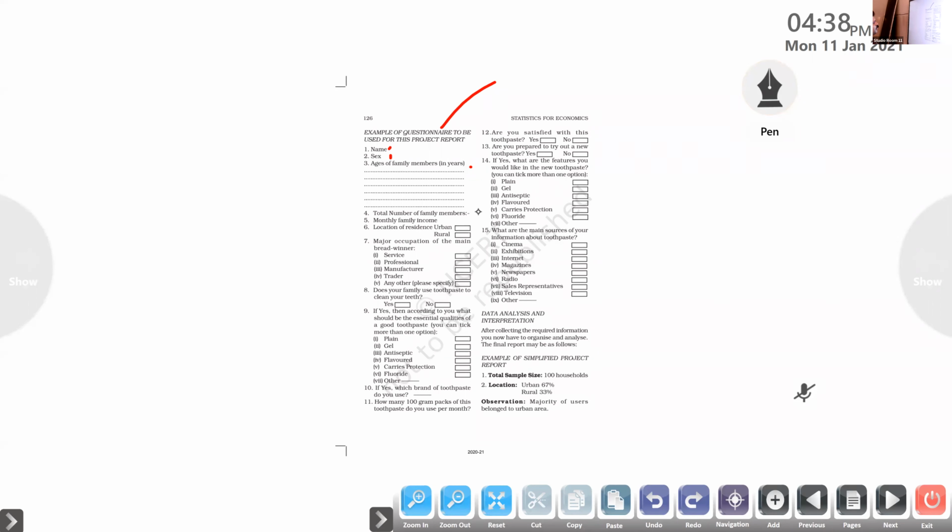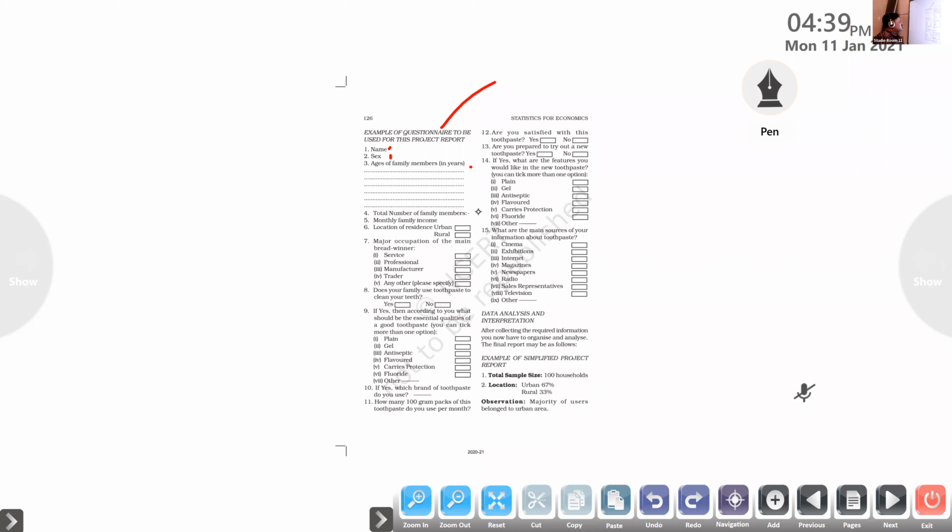Okay. Monthly family income, you can ask. Location of residence, urban or rural? Since you are going for observation, you are able to fill it in. Major occupation of the main breadwinner, the person who is earning money for that family. Male or female is not a question here. We want to find out whether he is working in the service sector, professional, manufacturer, trader, or any other activity.